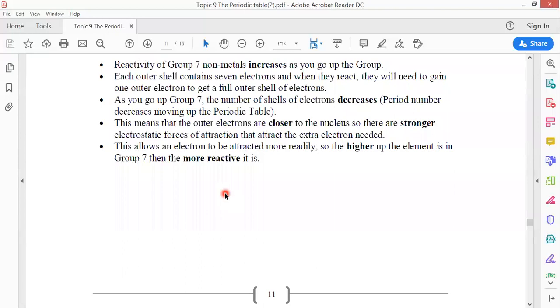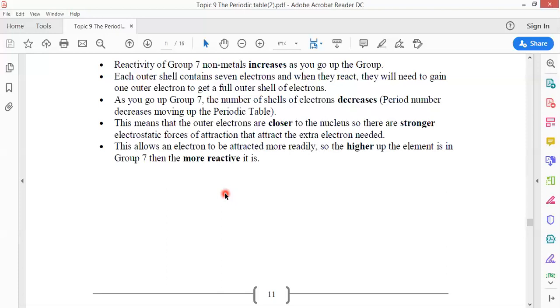So if I ask you a question, if you need to compare reactivity in group number 1 and reactivity in group number 7, what would you say? Yes, exactly. In group number 1, as you move down, reactivity increases. But in group number 7, as you go up, reactivity increases.